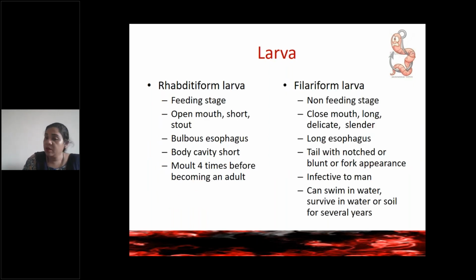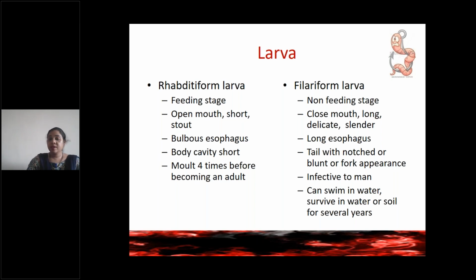Next, larva. Two types of larval forms are present. What are they? Rhabditiform larva and filariform larva. Rhabditiform larva is the feeding stage and consists of an open mouth. It is short and stout. Esophagus is bulbous. Body cavity is short. And this rhabditiform larva molts 4 times before converting into an adult form.